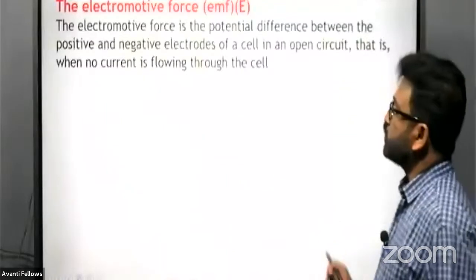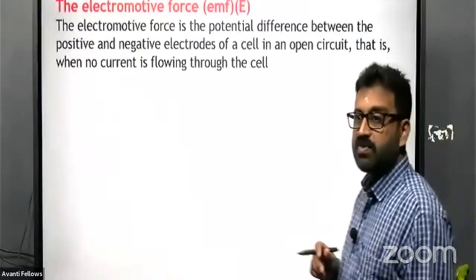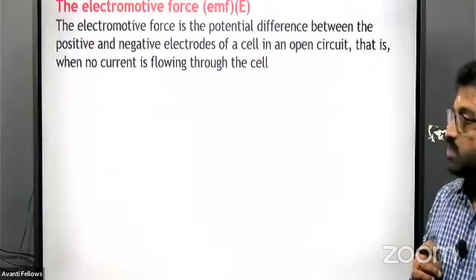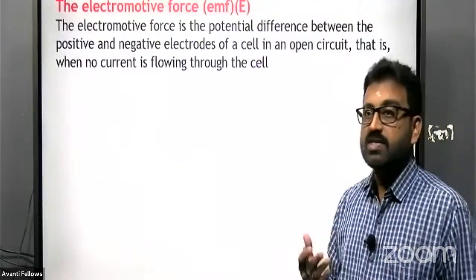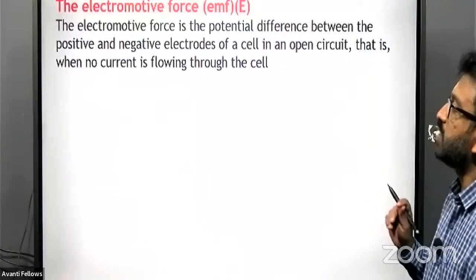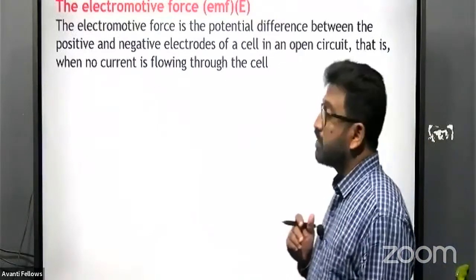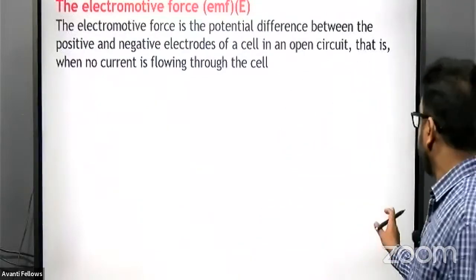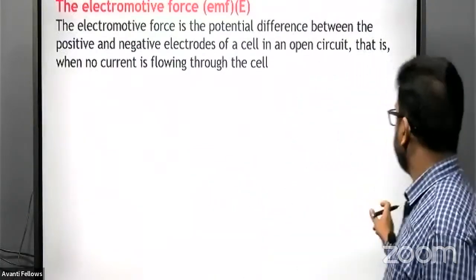Okay, now the electromotive force. There will be 2 electrodes for any cell, a positive electrode as well as a negative electrode. And this is the potential difference between the positive and negative electrodes of a cell when we do not take any current. That means when the cell is in an open circuit, we are not taking any current. So that potential difference is called electromotive force. It is the potential difference between the positive and negative electrodes of a cell when no current is drawn from the cell. So we can simply call it the open terminal potential difference. That is called electromotive force.